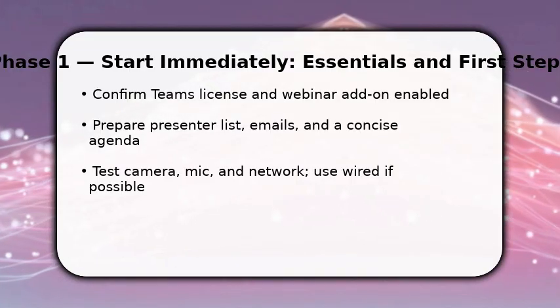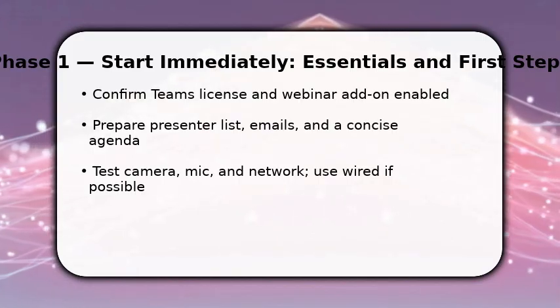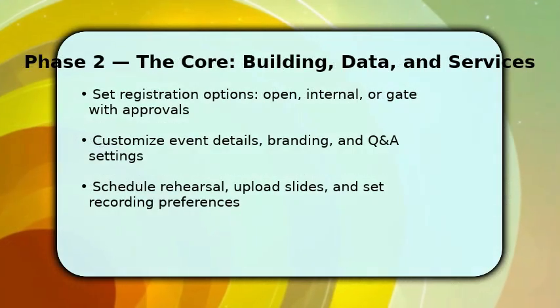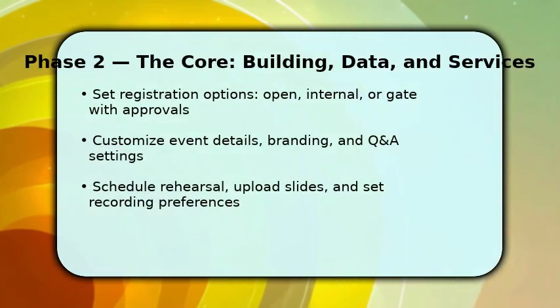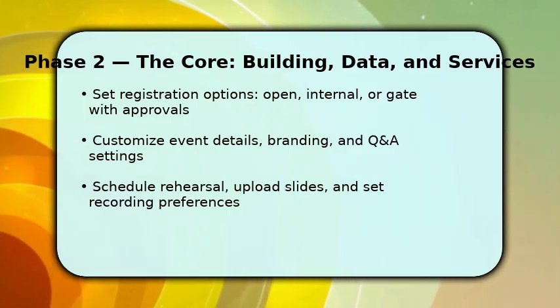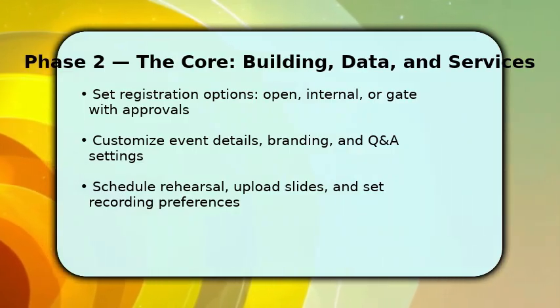Also check camera, mic, and connection quality. Use wired Ethernet if you can, since stable bandwidth matters. Once done with invites, configure registration and event options so attendees see the right flow. Choose whether registration is required and set approval rules.